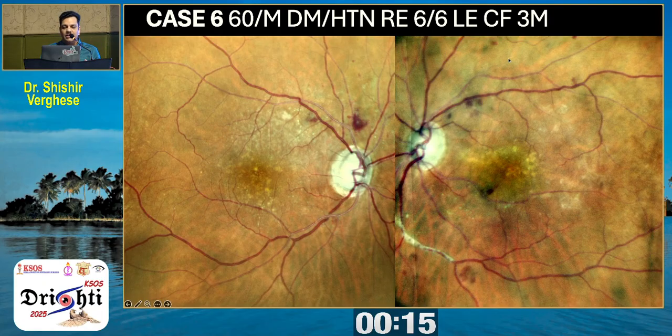So the last case, a 60-year-old male, diabetic, hypertensive, right eye was 6/6 vision, left eye had counting fingers at 3 meters. Again sent for CSME. So you can see the exudates at the macula in the left eye along with the sclerosed vessel there. So these hypertensive changes are seen. Along with that, moderate NPDR changes are also seen.